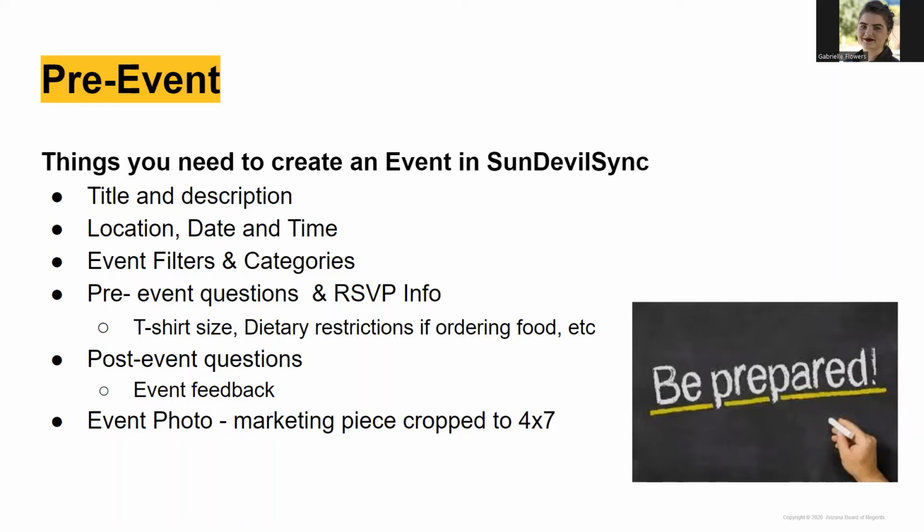You're also going to want to do your event filters and your categories. So that's the, is it a general event, in-person event, student engagement event, Sun Devil Unite, that type of thing. And then filter through if you can get free stuff, free food, and then the credit portion, like Alex said. And then the next section after that is that RSVP information and the pre-event questions.